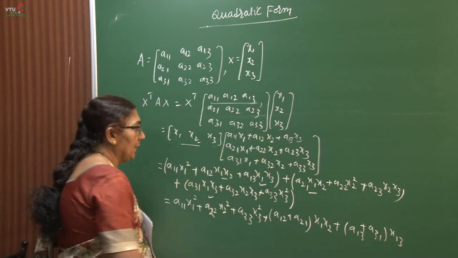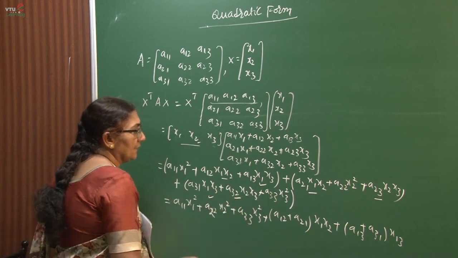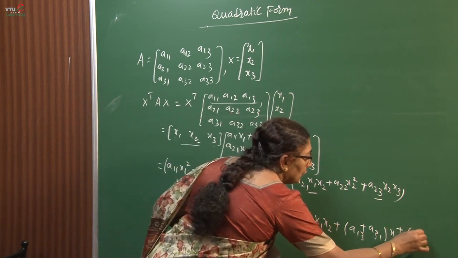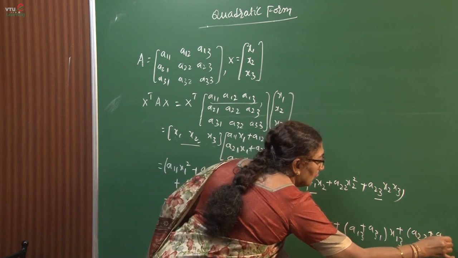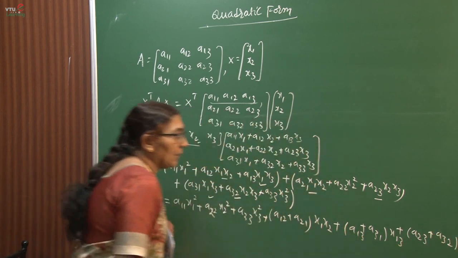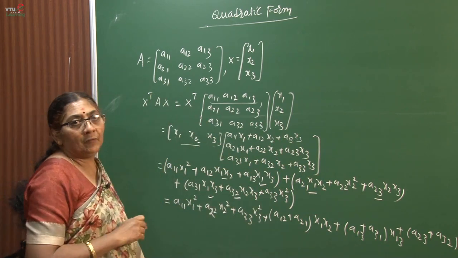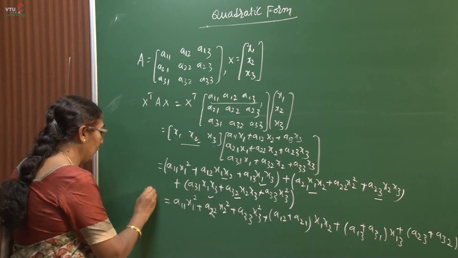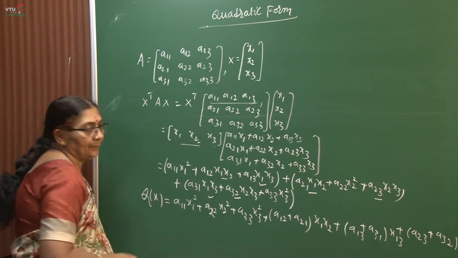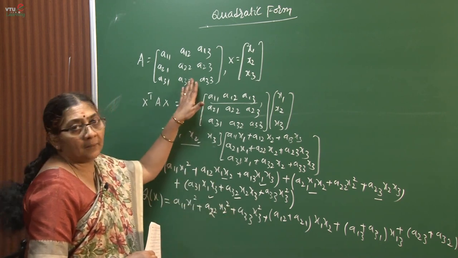Similarly, A23, this and this: A23 plus A32 into x2 x3. Now, this is nothing but the quadratic form of the given 3x3 matrix, which is denoted by Q of x. It's the quadratic form of the given matrix.